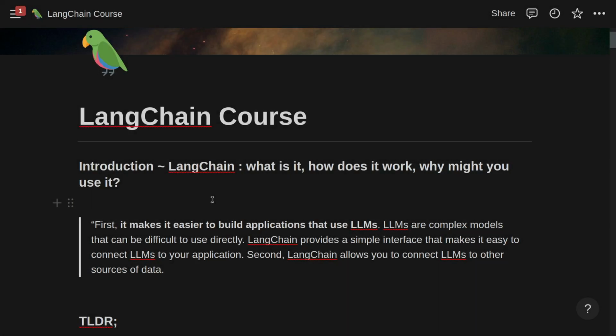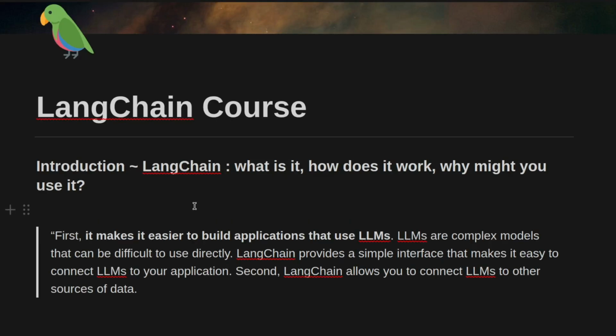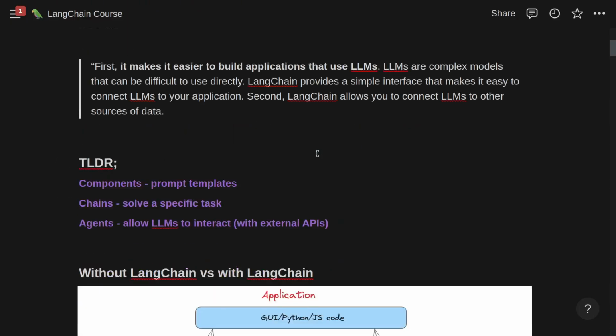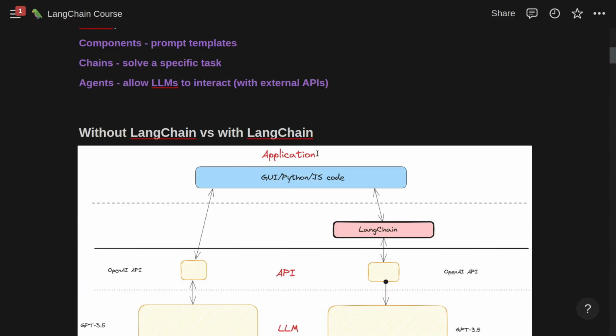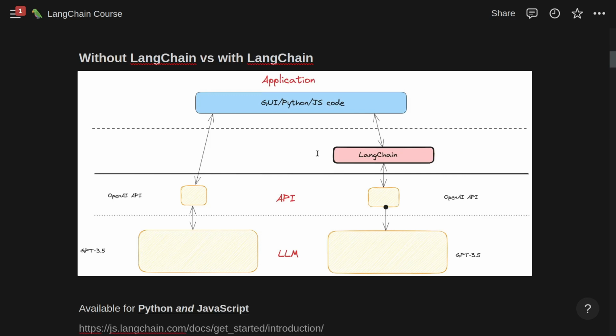Okay, so why use LangChain? LangChain just makes it easier to build applications that use LLMs, large language models. LangChain also allows you to connect your large language models to other sources of data, such as a database, a PDF, a CSV. You can make queries with LangChain much easier than you could if you used the large language model's own API, and it also makes it compatible across different large language models.